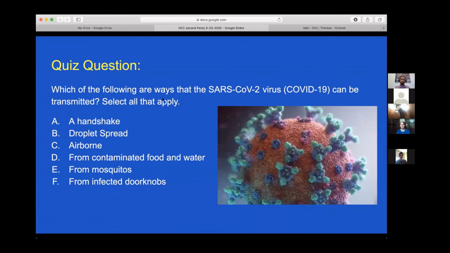Another quiz question: which of the following are ways that SARS-CoV-2, the virus that causes COVID-19, can be transmitted? Select all that apply. Handshake, droplet spread, airborne, contaminated food and water, mosquitoes, or infected doorknobs.